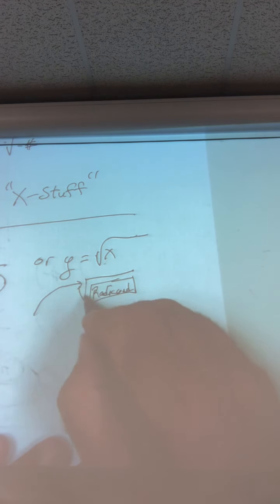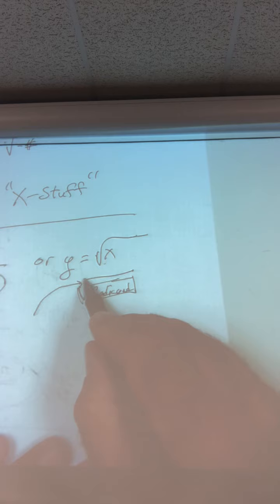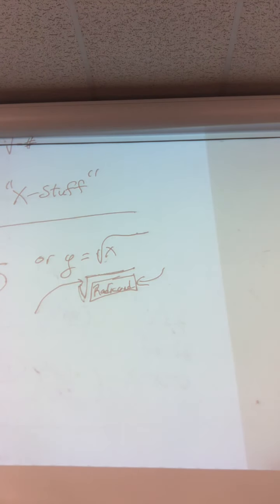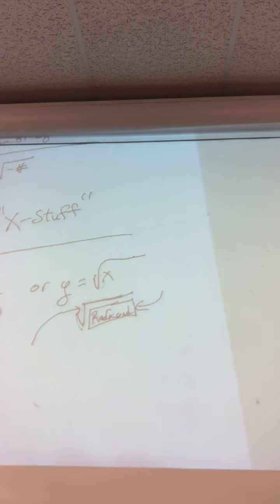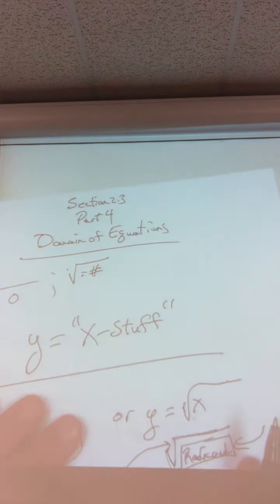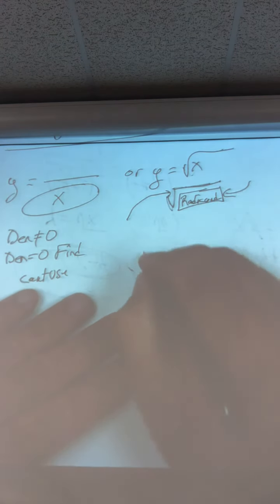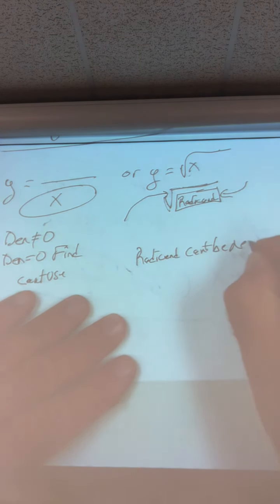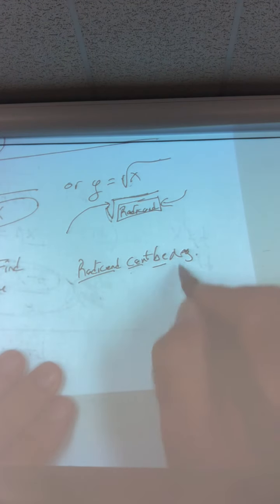This is the radical symbol. That is the radical symbol. What's under there is the radicand. Now, remember we said earlier, the radicand, what's under here, cannot be negative. The radicand can't be negative.